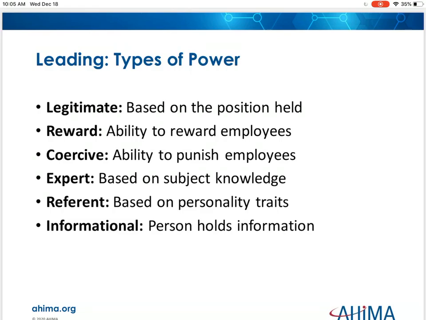The first one is legitimate. Legitimate power is a formal power that's granted to an individual based on their position in the organization. Okay? So the director of HIM has the power to influence the behavior and task of people that report to her because she's the top dog. So she has a legitimate power based on holding the position of HIM director.